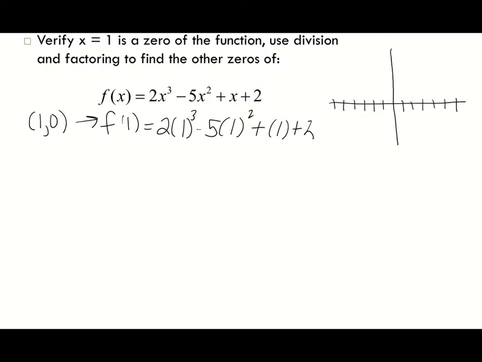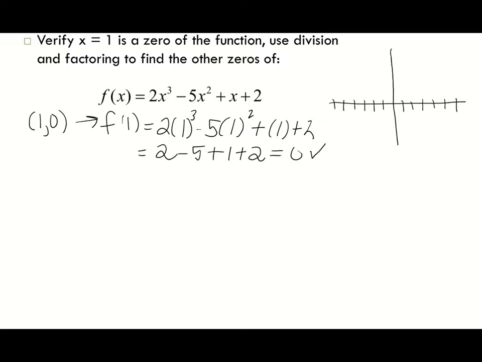So I get f of 1 is equal to 2 times 1, which is 2, minus 5 times 1, which is 5, plus 1 plus 2. So 2 minus 5 is negative 3, plus 1 is going to be negative 2, plus 2 is 0. So this is a zero of the function. Now that we've verified that x equals 1 is a zero, we want to go ahead and divide that out.